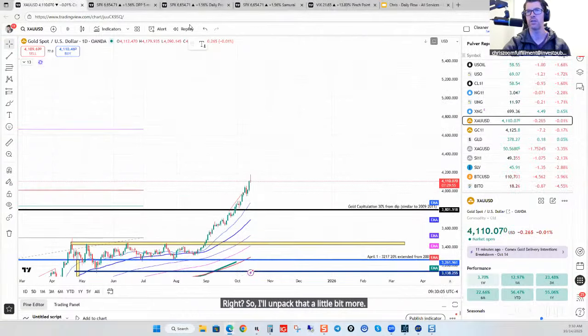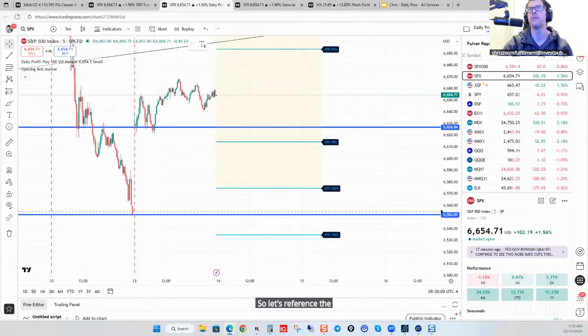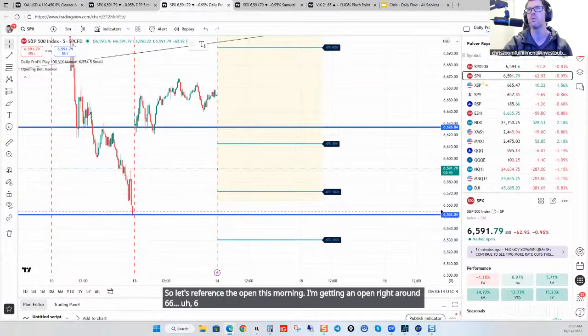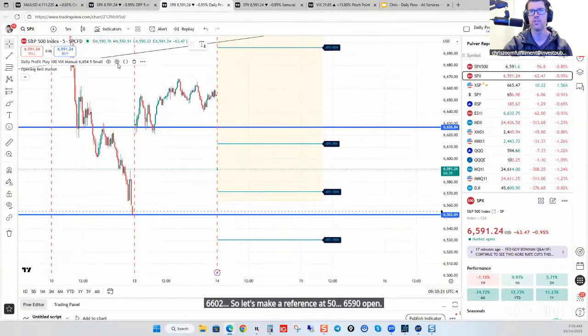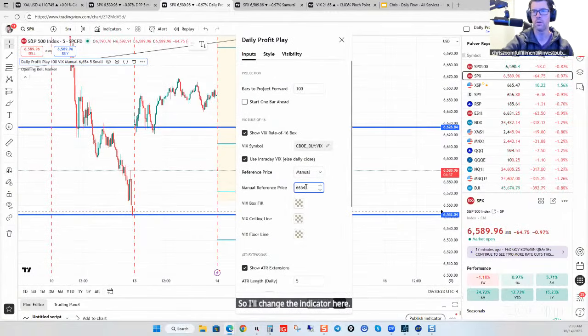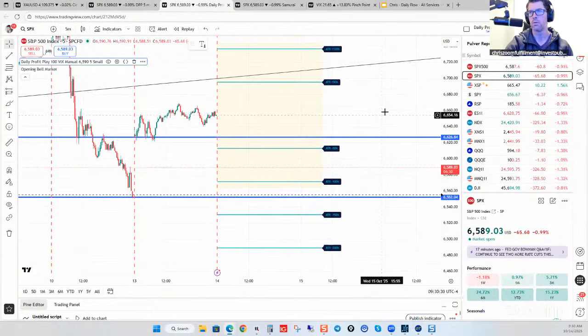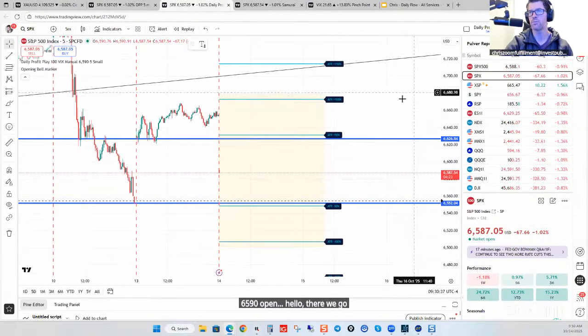Let's get some price action going today. It's opening bell, so let's reference the open this morning. I'm getting an open right around 66, 65.90 or so, 66.02. So let's make a reference at 65.90 open. I'll change the indicator here, 65.90 open. There we go. All right, so there's my shift.